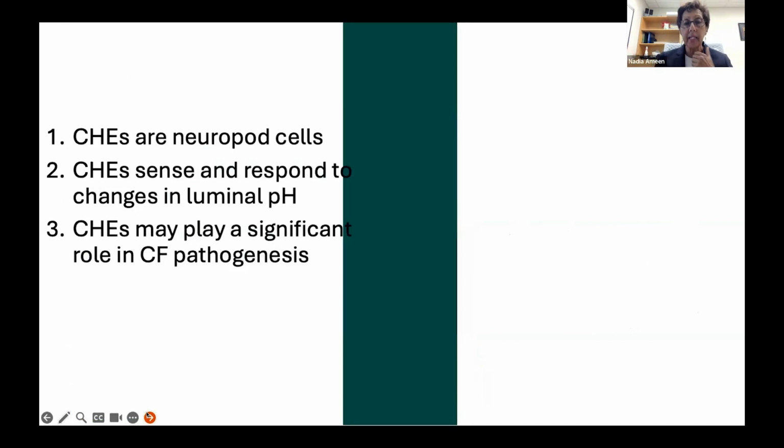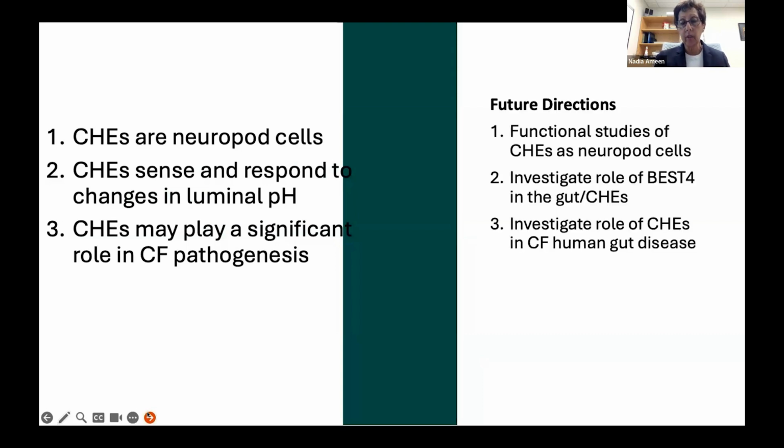I will conclude by saying that what we've identified is that these Chi cells are neuropod cells, and they appear to sense and respond to changes in luminal pH. We believe that they play a significant role in CF pathogenesis, particularly with regards to the sensing of the pH in that part of the intestine and responding. Where are we going forward? We are going to try to look at functional studies to understand these cells further and to understand the role of BEST4 in the Chi cells and also the role of these cells in human gut disease.